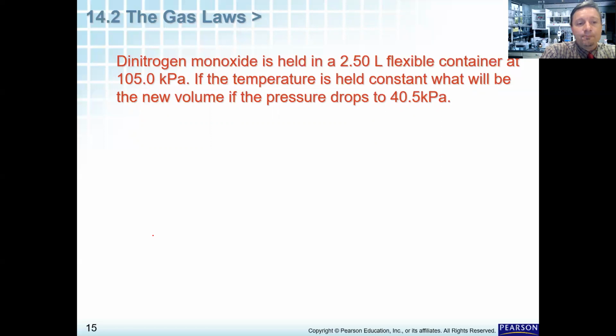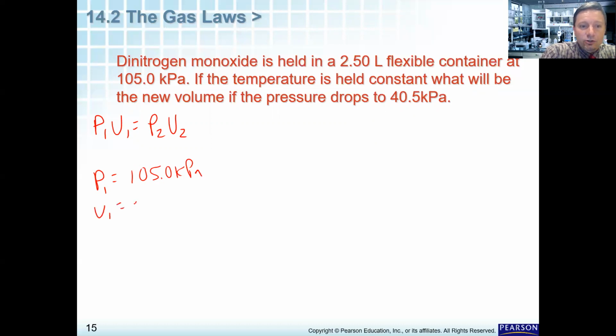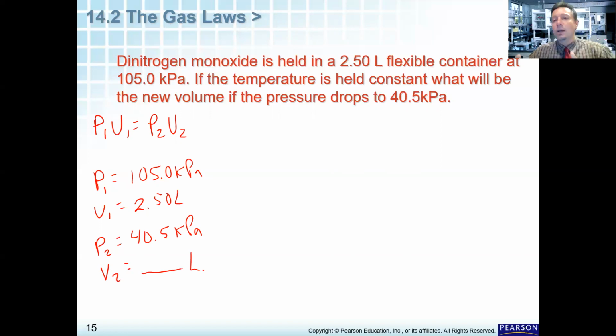So I'll write down, I have P1 V1 equals P2 V2. So now I'm going to write down all my information. My pressure 1, it says, is 105.0 kilopascals. My volume 1 is 2.50 liters. My pressure 2 is going to be 40.5 kilopascals. And my volume 2 is equal to blank liters. So that's what I'm solving for.